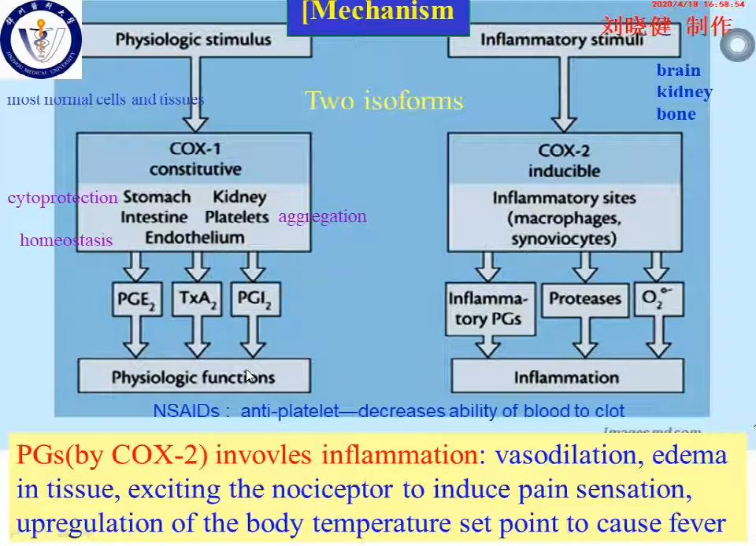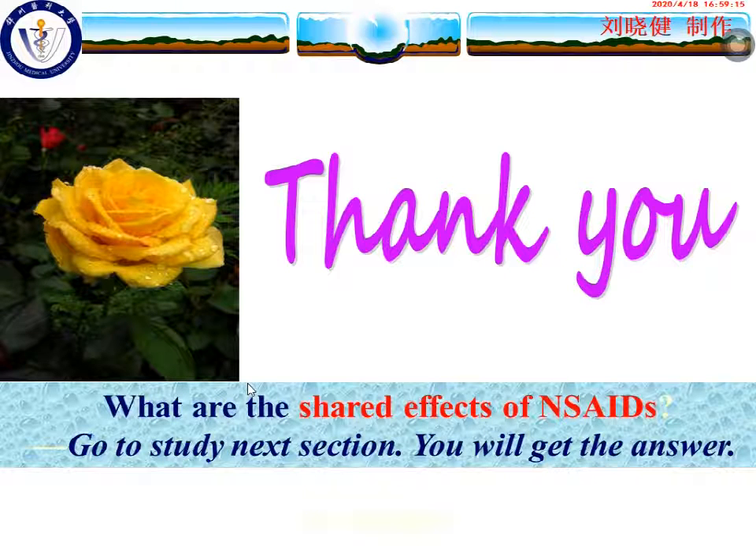Yeah, aspirin has this effect. Now I think you can understand that the mechanism of non-steroidal anti-inflammatory drugs is based on inhibition of prostaglandin synthesis by inhibiting COX. This is the desired mechanism of their effect. What are the shared effects of them?